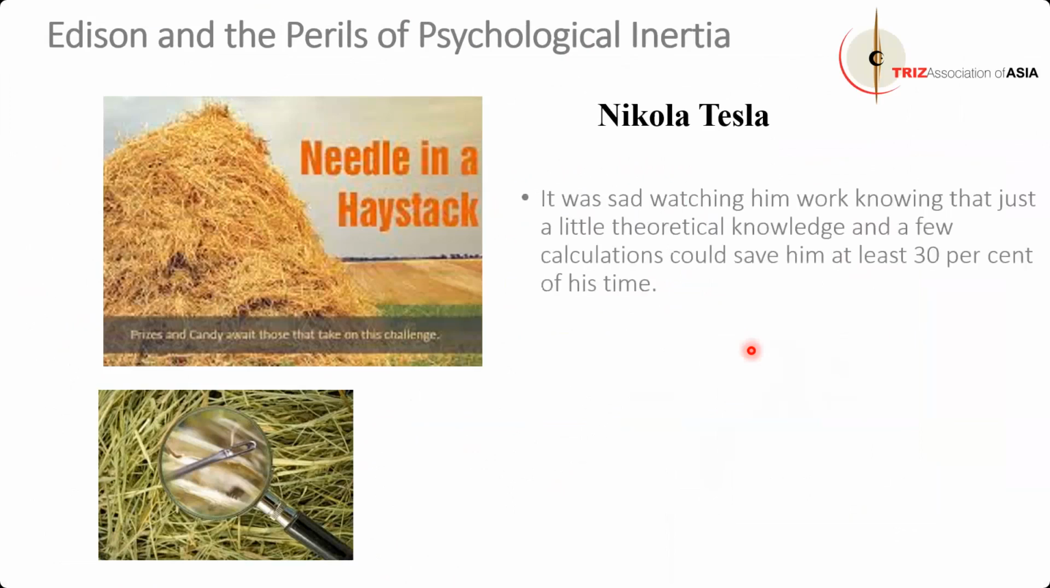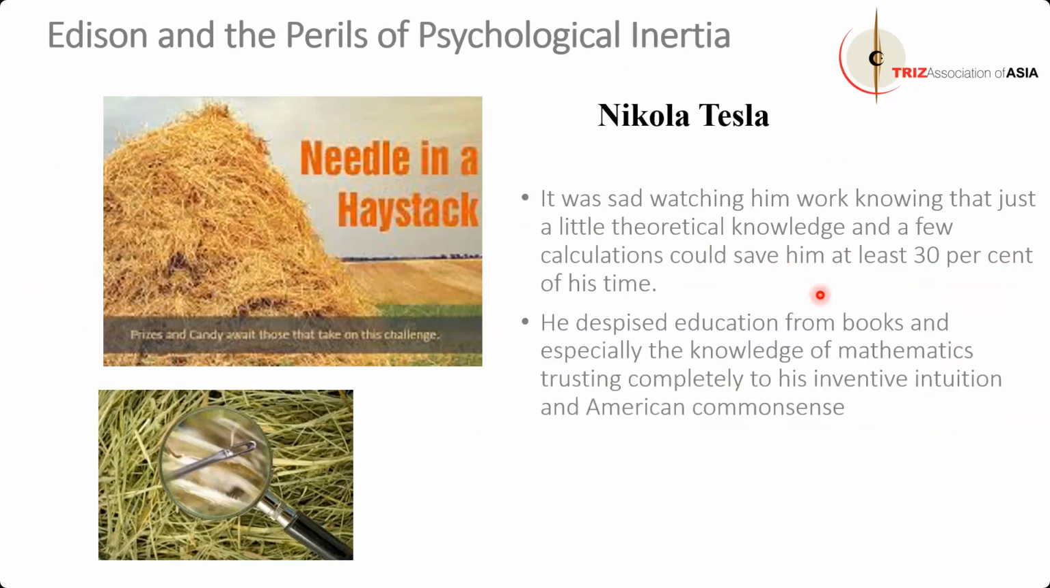But looking at it in the view of Nikola Tesla, now we all know Nikola Tesla also. So one statement of Nikola Tesla is that it was sad watching him work, knowing that just a little theoretical knowledge and a few calculations could save him at least 30% of his time. Now, how has it happened?